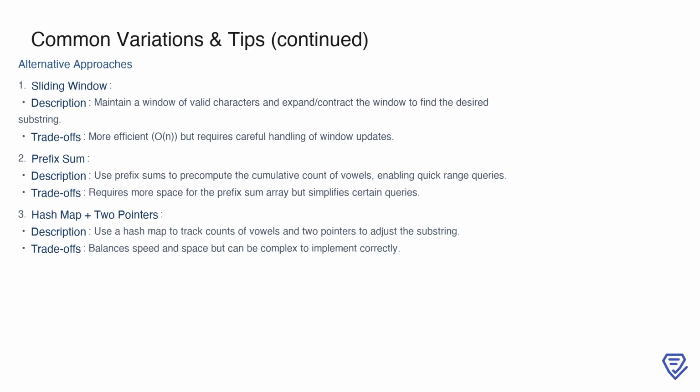Another approach involves using prefix sums. This involves pre-computing the cumulative count of vowels, which allows for quick range queries during the problem-solving process. While this method simplifies certain queries, it does require extra space for the prefix sum array. Finally, you could use a combination of a hash map and two pointers. The hash map tracks vowel counts while the two pointers adjust the boundaries of the substring. This approach strikes a balance between speed and space efficiency, but it can be tricky to implement correctly. Each of these methods has its trade-offs, so the best choice depends on the specific constraints and requirements of the problem.